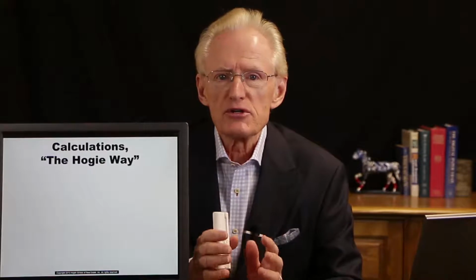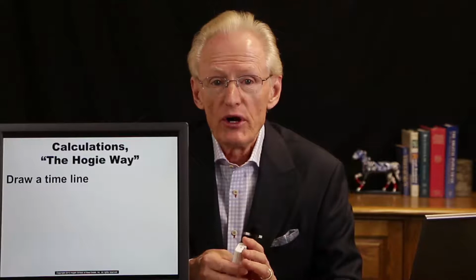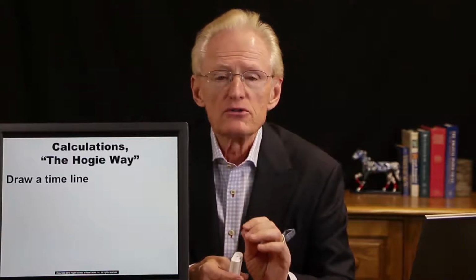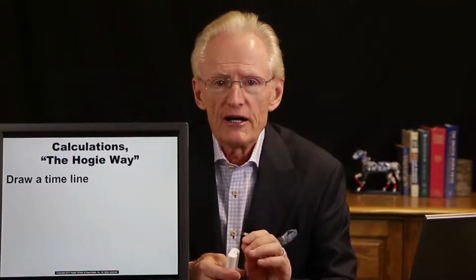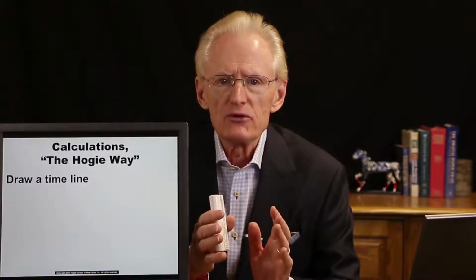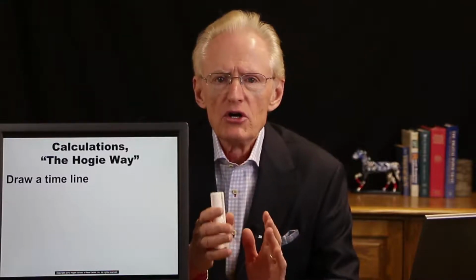Now, I want you to remember how to do these calculations. And actually, calculations for prorations could be done in a number of different ways. But we have here the Hoagy Way. That's my way. All right, so here's the rules relative to the Hoagy Way. The first thing that you need to do is draw a timeline. You want to lay the problem out so you can visualize it. So take a few minutes and draw a timeline and label it.